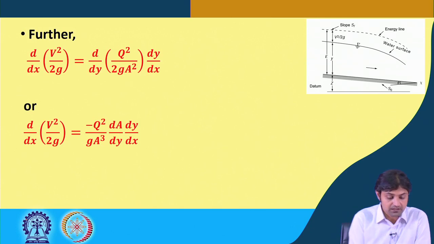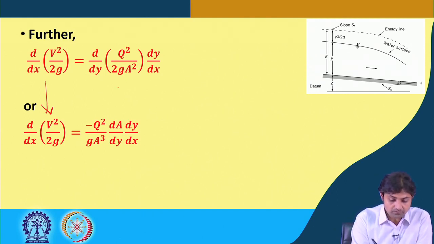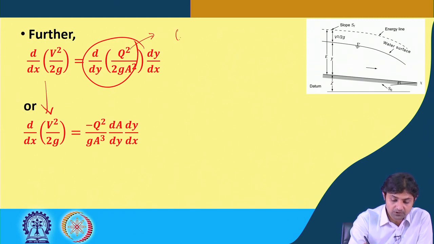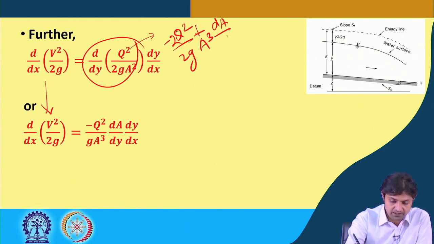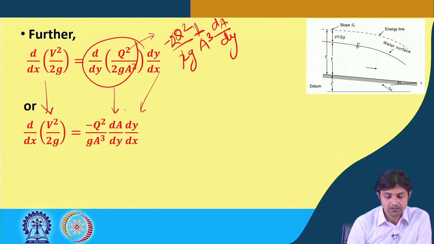Or we simply write d dx of V square, left hand side remains the same. Now, looking at the right hand side, Q square is constant, 2g is constant, so it comes out, but we differentiate A with respect to y. So Q square by 2g will be there, and when 1 by A square is differentiated, it will become minus 2 by A cube, into dA by dy. Then 2 and 2 get cancelled, this becomes Q square by g A cube into dA by dy, and this dy by dx comes as it is.